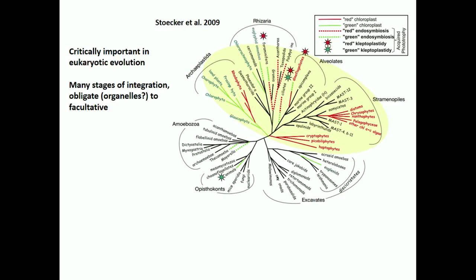And then there's even weirder stuff going on as well, this kleptoplastidy where organisms steal chloroplasts from their prey. The really famous example of that is some of the sea slugs that do that kind of cool stuff.